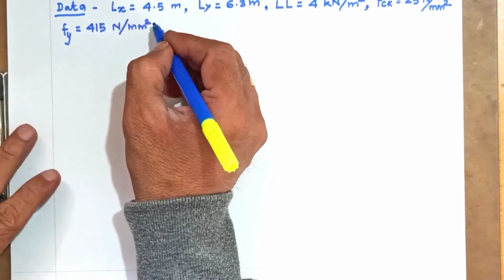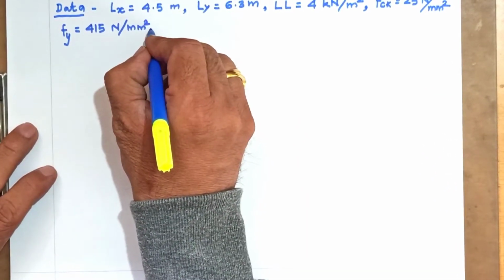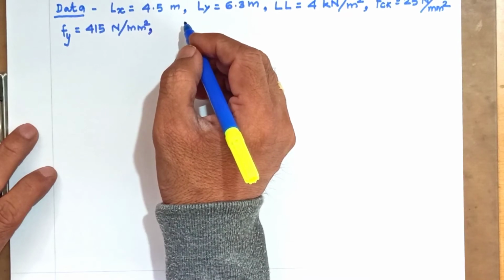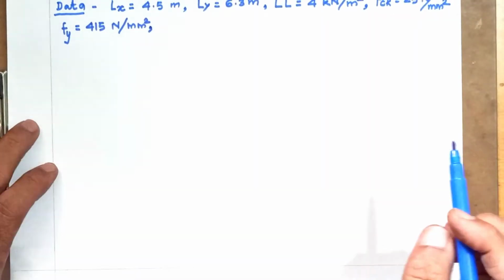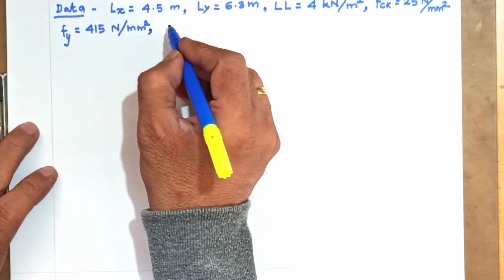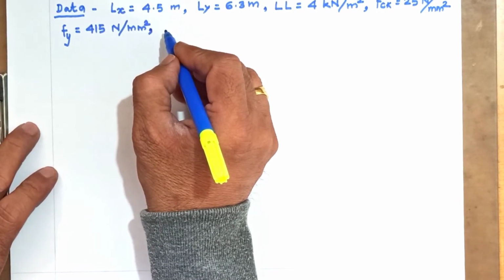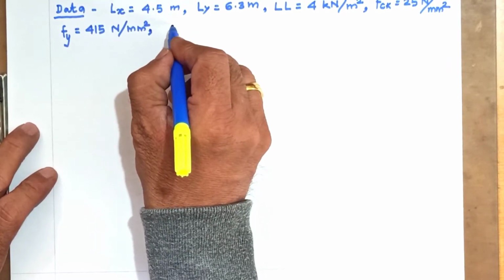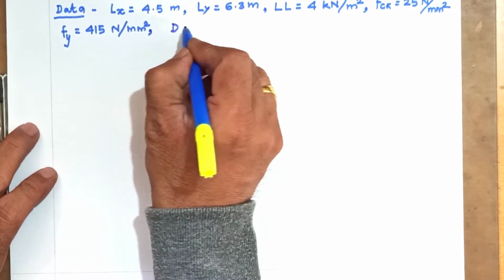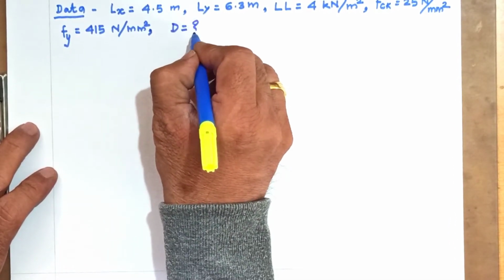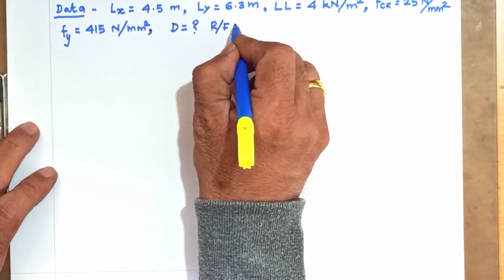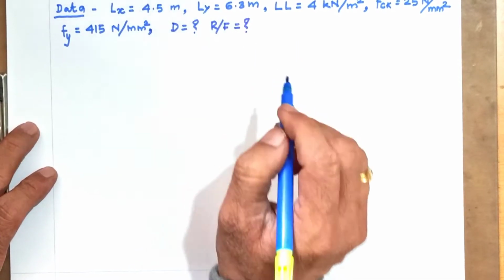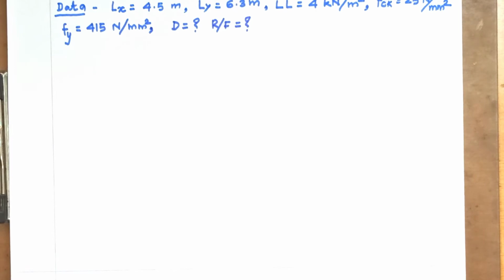Okay. Similarly, bending moment coefficients alpha x and alpha y are also given. Now, this is a problem of 6 marks, no checks are required. Okay. So, what is the required thing to design the slab? Means we have to find out overall depth of the slab and reinforcement. So, this is the problem. So, let us start solving this particular problem.